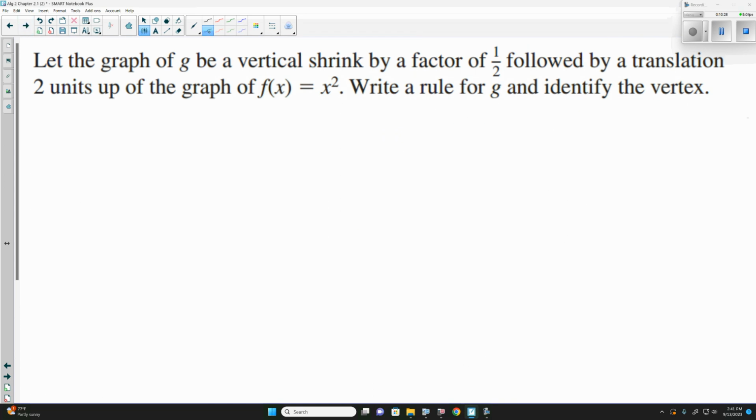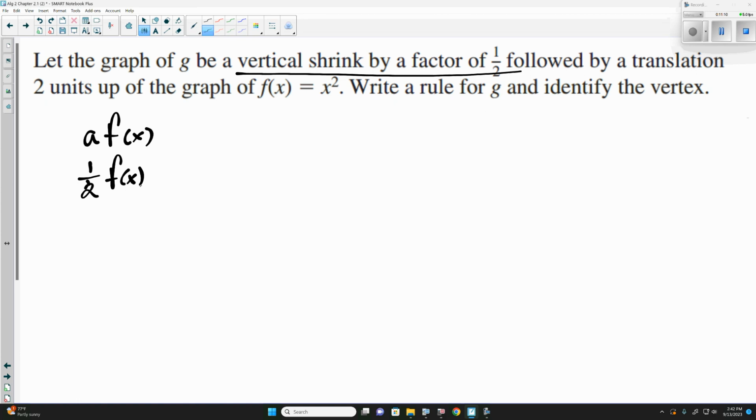Let the graph of g be a vertical shrink by a factor of 1/2, followed by a translation 2 units up. Now the graph f of x equals x squared. Write a rule or find the equation and find the vertex. So the first one is a vertical shrink by a factor of 1/2. So we're still just like the last one, a f of x. Well, our a value in this case is 1/2. The only stretch or shrink where we have to flip it is not with vertical, it's with horizontal. So we can leave it as 1/2 f of x.